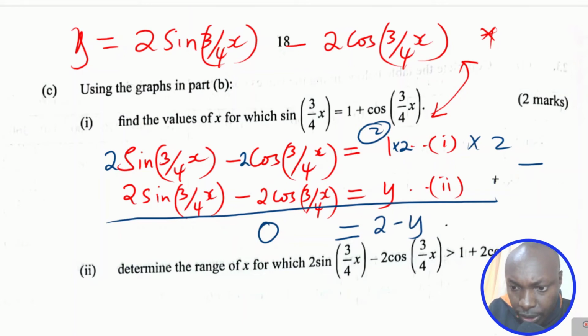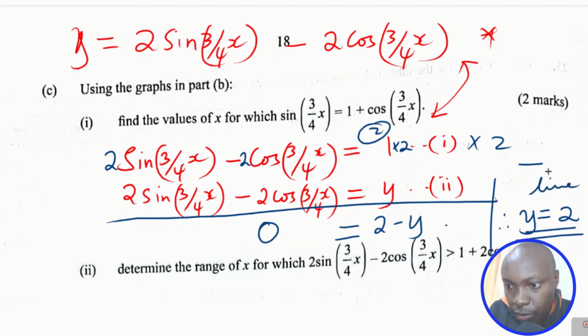Now you notice that this equation 0 is equals to 2 minus y. If we simplify this, you get the equation as y is equals to 2, and this one is a line that you're going to draw. So that is what you're supposed to do in this question, by simply trying to compare these two equations and solving the two equations simultaneously. And you've seen what I've done.